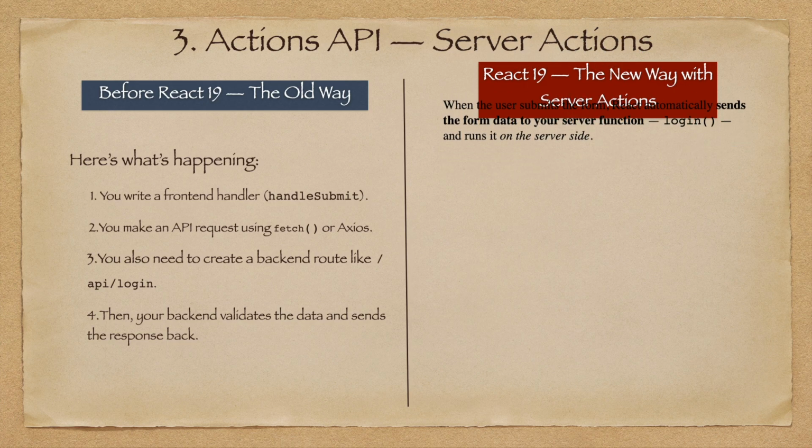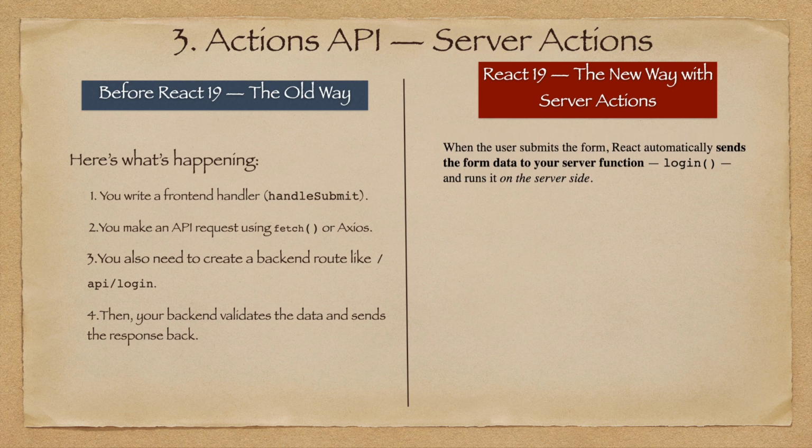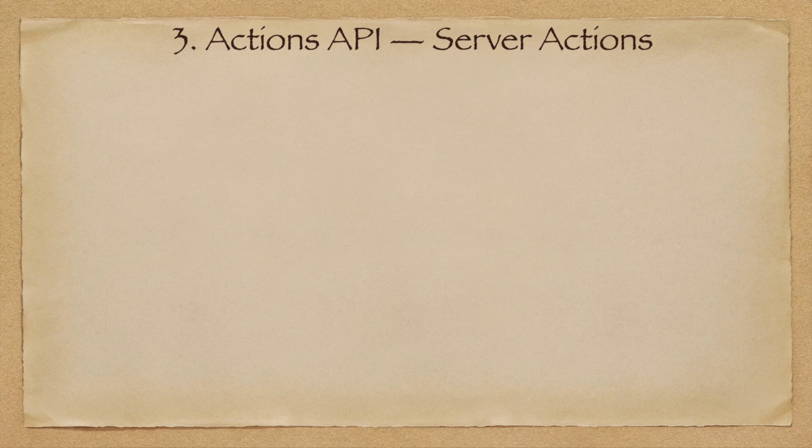In React 19, you can write your server logic directly inside a function and mark it with use server. That's it. When the user submits the form, React automatically sends the form data to your server function, login, and runs it on the server side. You didn't have to write fetch or Axios, create a separate API route, or handle headers or JSON manually. React does all that under the hood.